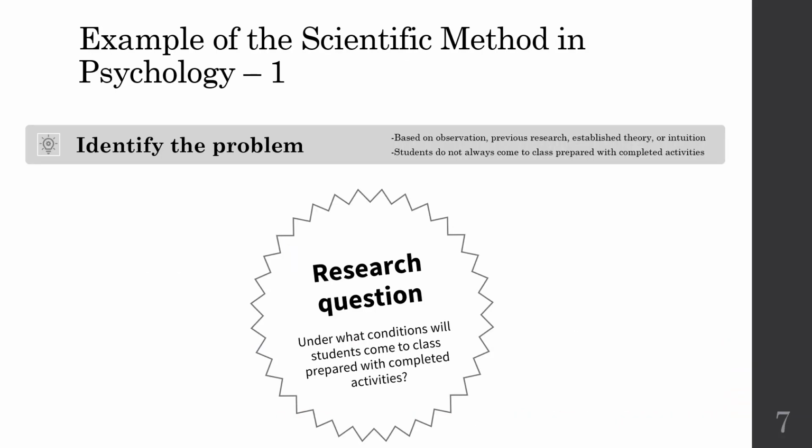So let's keep going here and see how these steps work. So step one, identifying the problem. Let's look at this example where maybe our problem or our question is based on some observation that we might have made in the world or in the environment. And so this research question here is, under what conditions will students come to class prepared with completed activities? So we give out activities and we want students to complete them before they come to class. Well, let's see how we can test this question and how we can build on this.